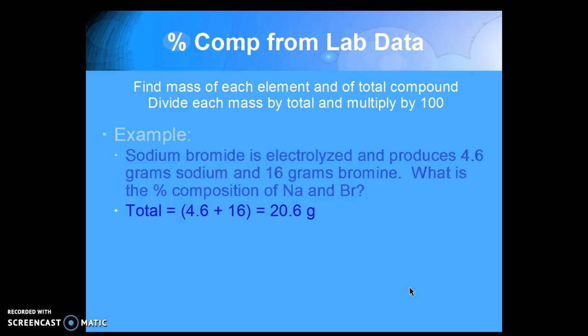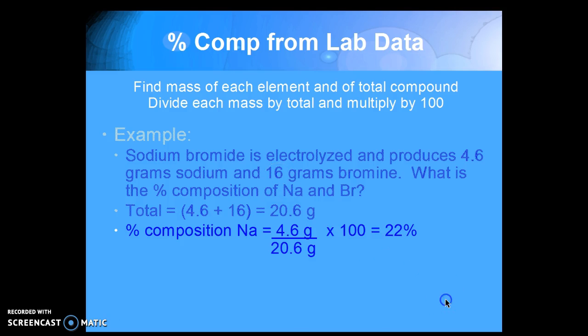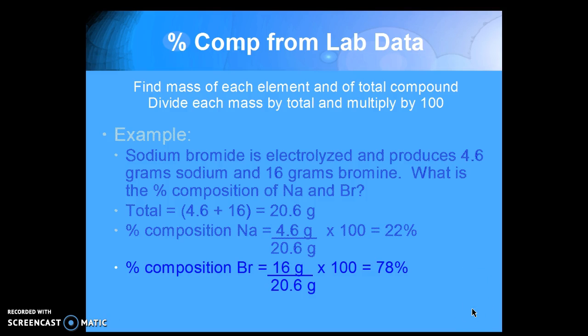Well, the total, of course, is 4.6 grams from the sodium plus 16 grams from the bromine, or 20.6 grams. We take the percent composition of sodium by dividing the sodium mass by the total and multiplying by 100 and getting 22%. The percent composition of bromine, we divide 16 by 20.6, multiply by 100, we get 78%.